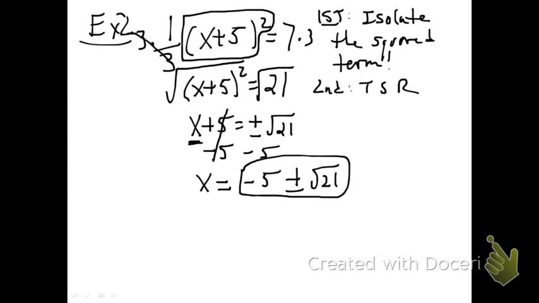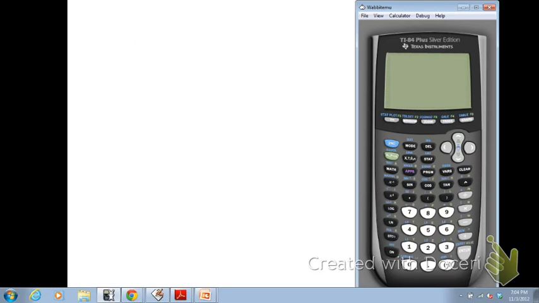However, if I wanted the approximate value of the solutions, you'd have to type the following into your calculator. And there's two answers here, remember. There's negative 5 plus the square root of 21, or there's negative 5 minus the square root of 21. So if you had your calculator and we had to do this, I would do negative 5 plus the square root of 21 and see what that's equal to. I'd get about negative 0.42, and negative 5 minus the square root of 21, and I'd get that value.